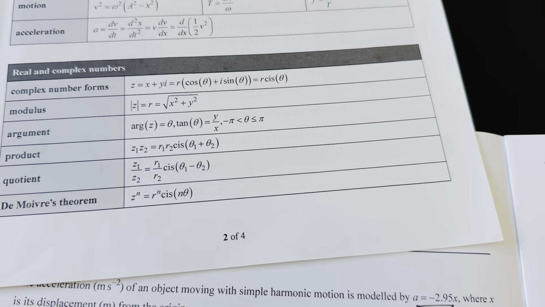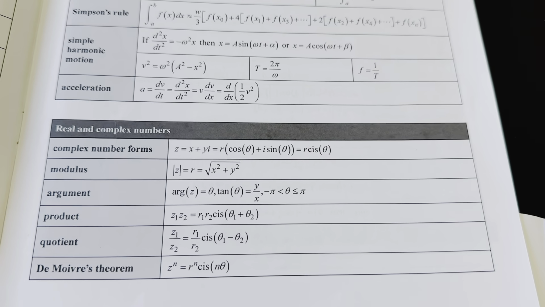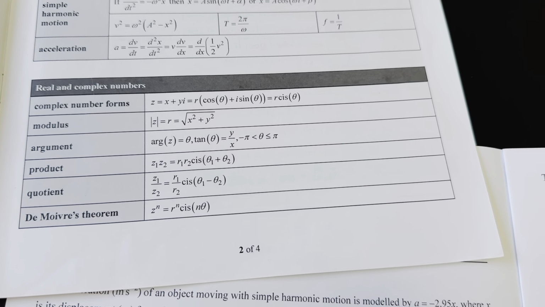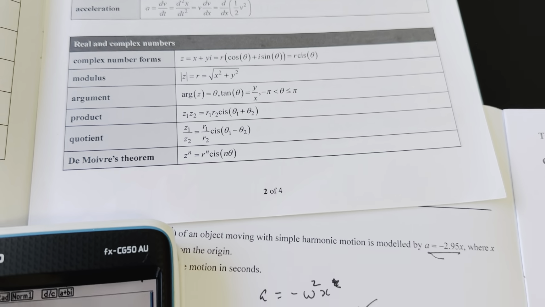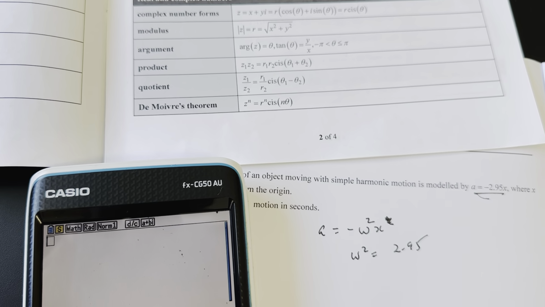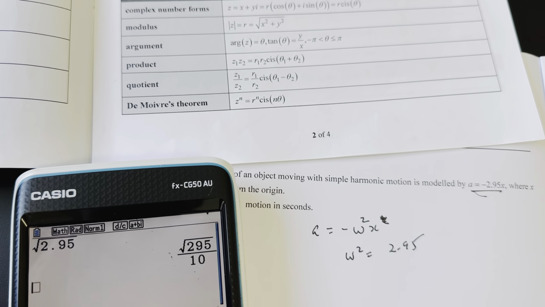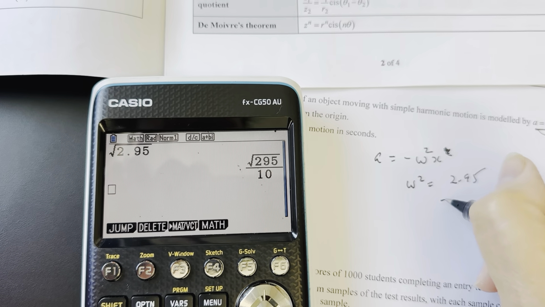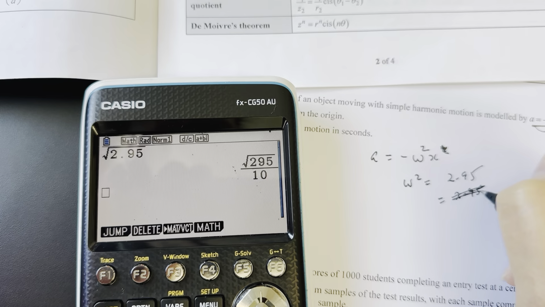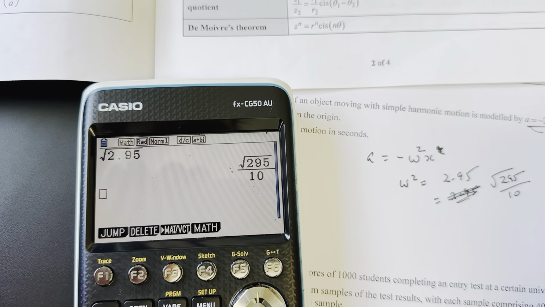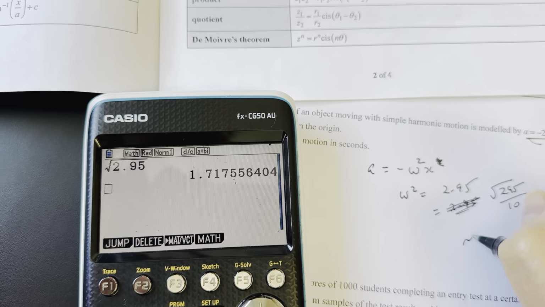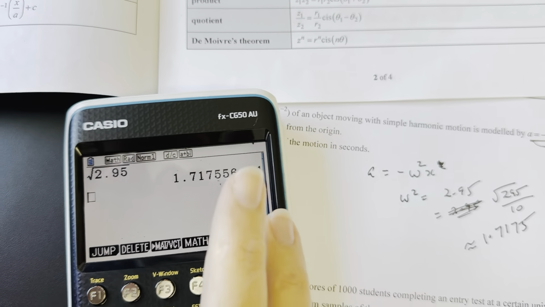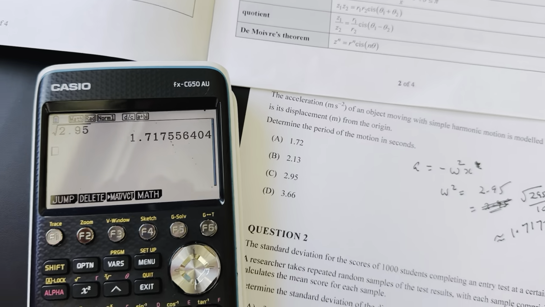So comparing that to what I've got here, I know, excuse me, I had the squared in the wrong part. So omega squared is going to equal the 2.95. So on my trusty calculator, I'm going to go shift square root 2.95. And I get, as you can see there, 295 over 10, which is 1.7175. Got enough decimal places.